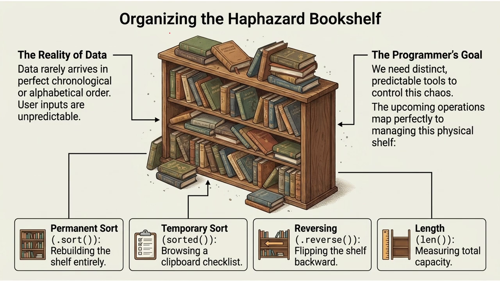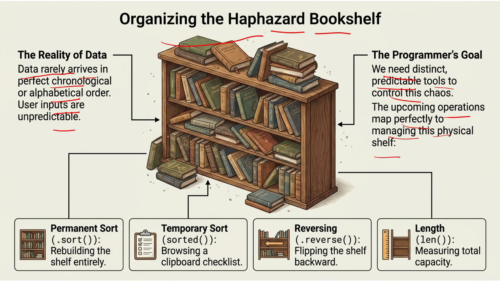So the next slide is about organizing, like a bookshelf. What does it mean? The reality of data: data rarely arrives in perfect chronological or alphabetical order. User inputs are unpredictable, as you know. So what is the programmer's goal? We need distinct, predictable tools to control this chaos. The operations map perfectly to managing a physical shelf.